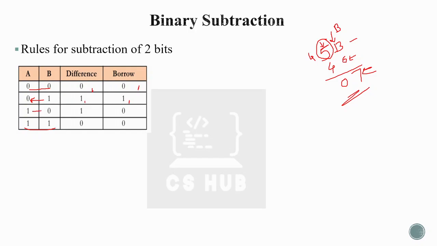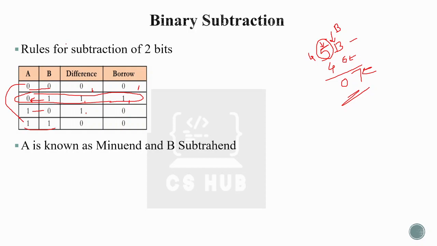Next, we subtract 0 from 1, which is possible, right? 1 is a bigger number. So our difference will be 1, and there is no borrow. Then when we subtract 1 from 1, our difference is 0, and borrow is also 0. So these are the basic rules for subtraction of 2 bits. The only case we have to consider is when we subtract 1 from 0. When we subtract two different numbers, 1 and 0, our difference is 1. When we subtract similar numbers, like 0 and 0 or 1 and 1, our difference is 0. These are the basic rules.